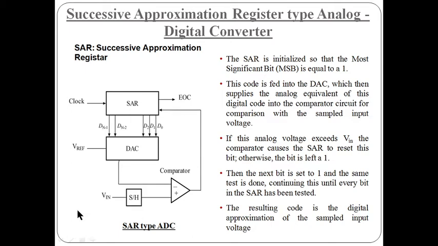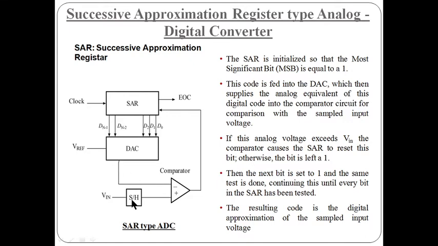Okay, listen to me, the main components of this successive approximation register type converter are the successive approximation register, then the digital to analog converter, then a comparator, then a sample and hold circuit, SH. I already explained what the sample and hold circuit is. So V input is the voltage which is coming from the sensor, the sensor being, for example, a strain gauge.